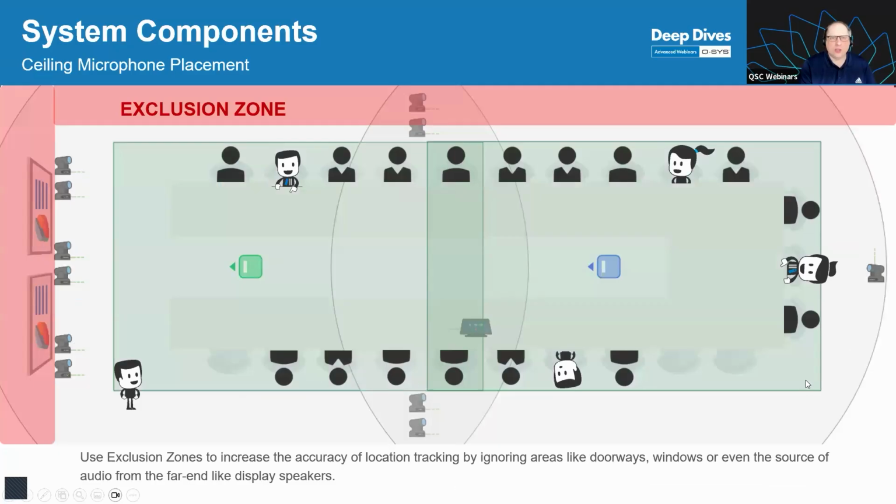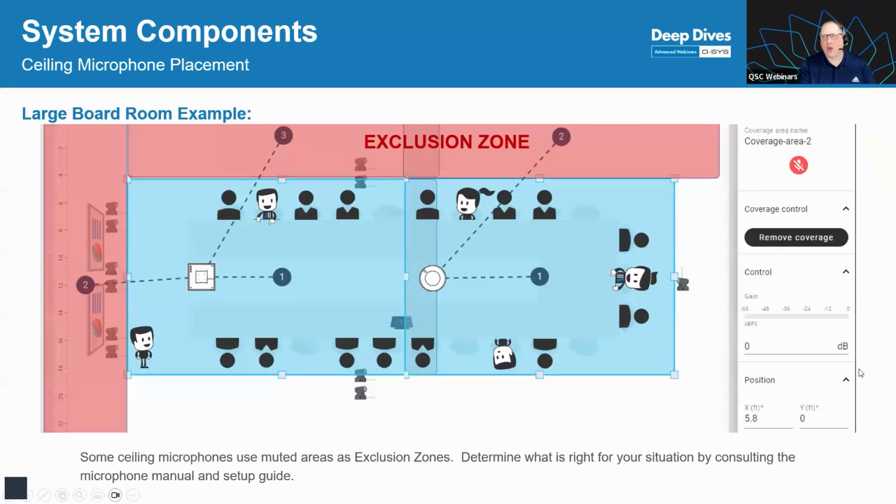We can also create exclusion zones if we have areas outside of the room that we want to ignore: hallways, doorways, windows. If we're on the airport side of a building, we do what we can to create those exclusion zones and eliminate areas where we might be getting audio that we don't necessarily want to have in our meeting.